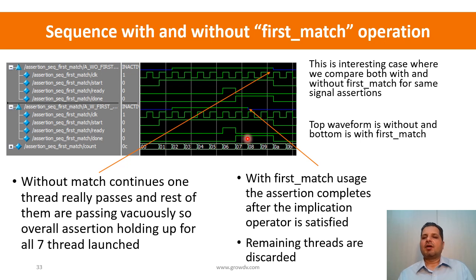So in summary, whenever you have an antecedent which is a sequence, and that sequence contains a range of delays, then you have to remember that with the implication operator, of course whenever we say antecedent, it implies there is an implication operator. Then you have multiple threads, and what you are really interested in is only the first one that matches, so you progress further with matching the consequent, and the remaining threads you want to discard. Then you can use the first match operator, and that will save you a lot of debug effort as well as simulation resources.